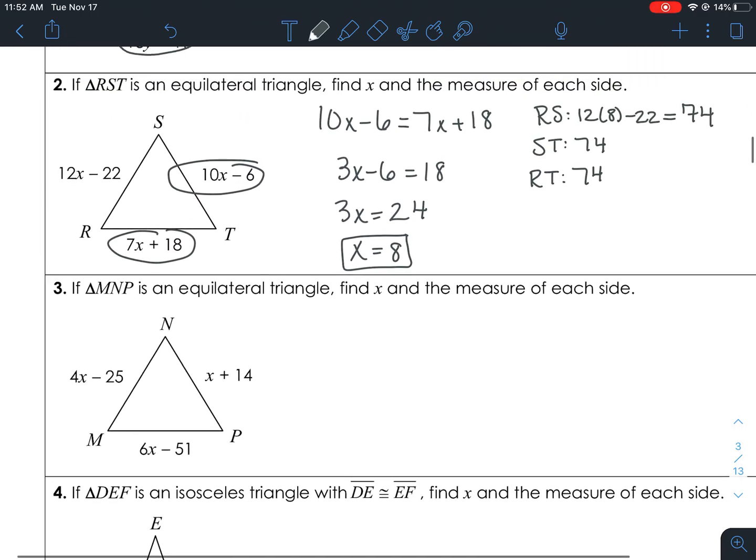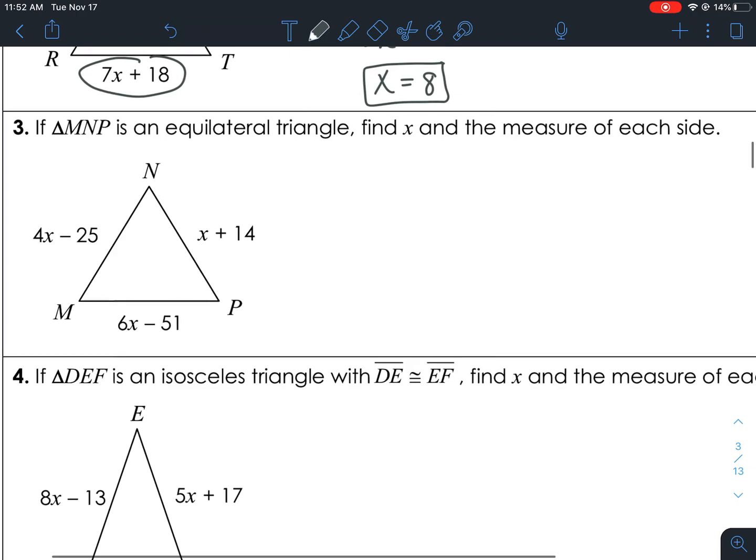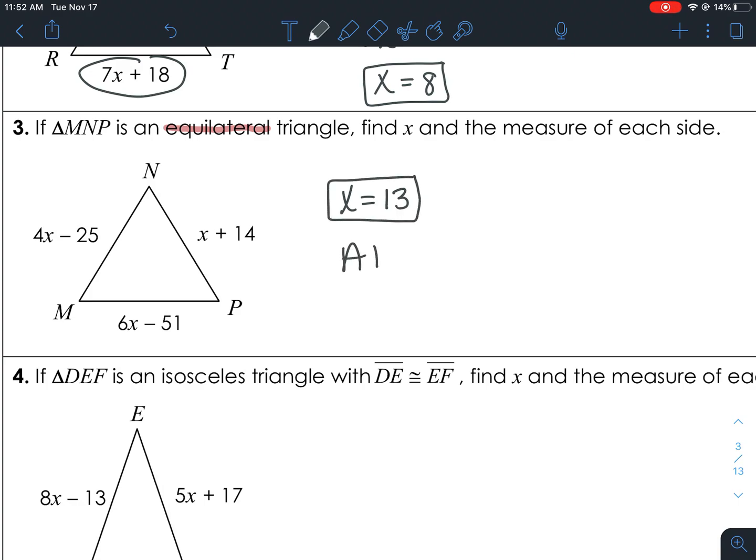Number 3 is again a repeat of what we just did for number 2, so I'm going to give you the answers here. Again, it's an equilateral triangle, so you can set any of your sides equal. When you solve for x on number 3, x should equal 13, which means when you plug that in, all your sides should equal 27.